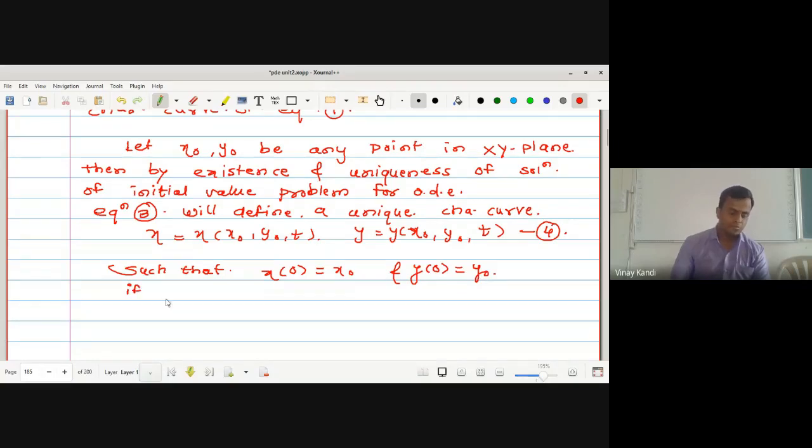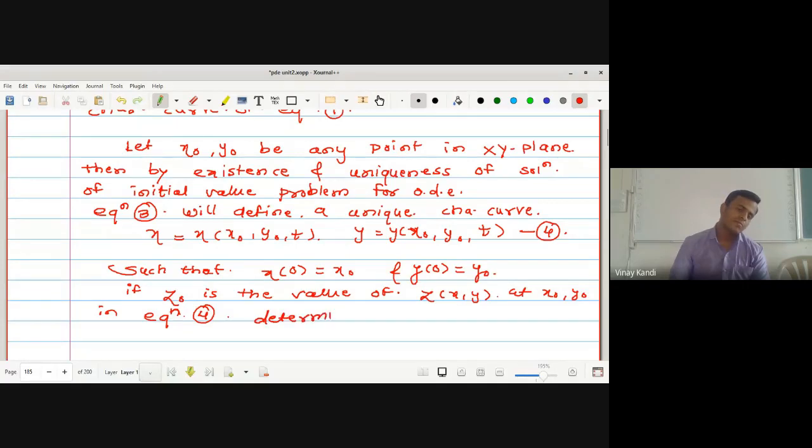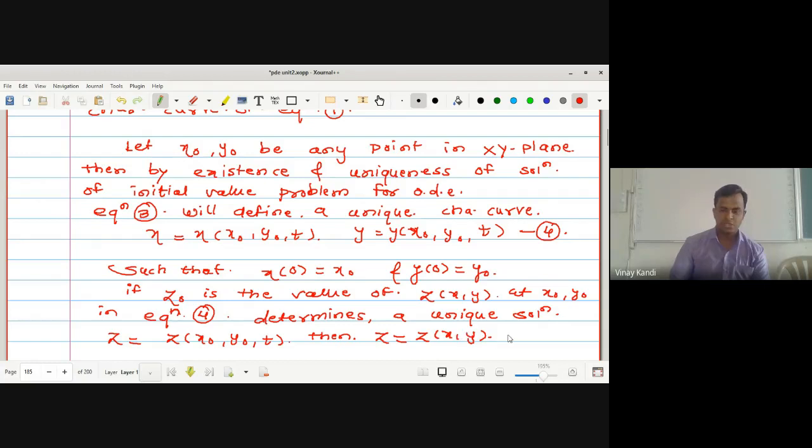If z naught is the value of z of x, y at the point x naught and y naught in equation 4, it determines a unique solution. The unique solution z is a function of x naught, y naught, and t. Then z is a function of x, y, and that surface is uniquely determined.